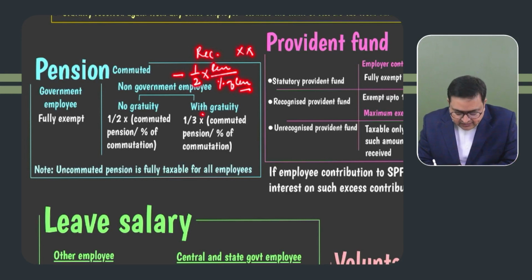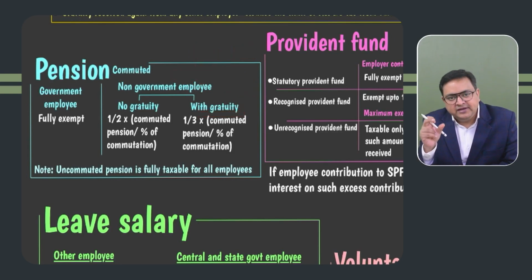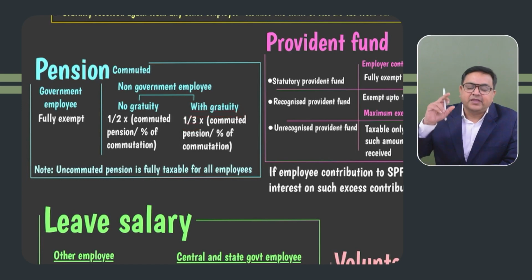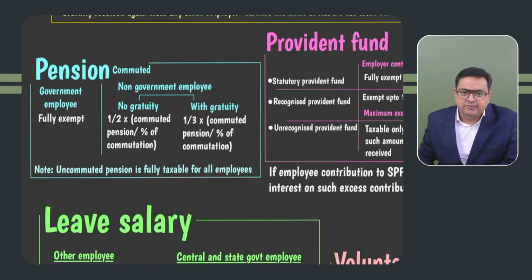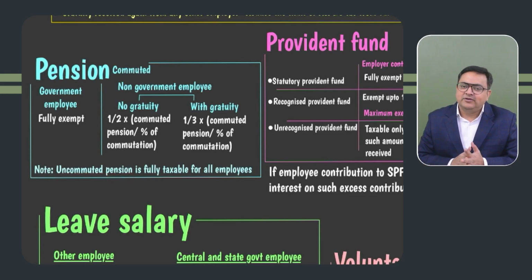Correct? And if this person is receiving gratuity and commuted pension also, we will give the exemption a little less. How much? 1 upon 2? No. In this case, 1 upon 3, which is a lower amount. So if this person is not receiving gratuity, the exemption would be 1 upon 2. Otherwise, if this person is receiving gratuity, the exemption would be 1 upon 3 into commuted pension divided by the percentage of commutation. I'm again repeating, if it is uncommuted pension, meaning regular pension, it is always fully taxable, even for government employees.